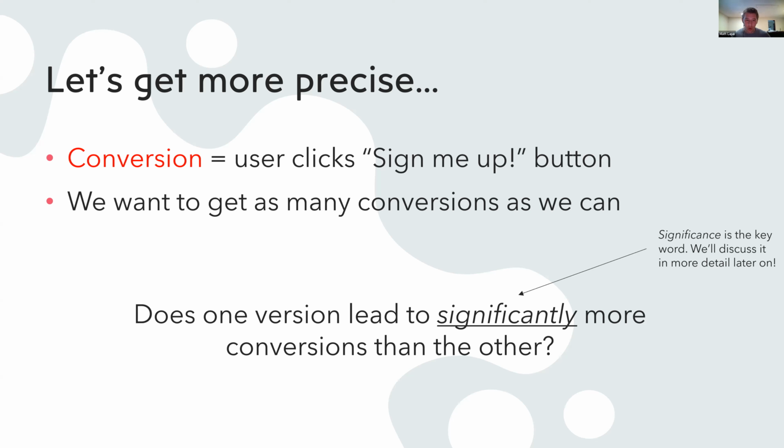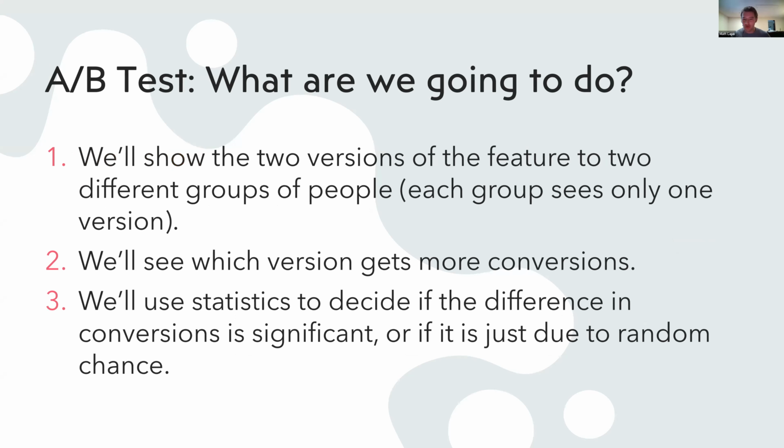So what we're going to do in a nutshell is we have these two versions of this feature, this button, and we're going to show the two versions to two different groups of people. So each group is only going to see one version. They don't even know the other version exists. They just see their version.